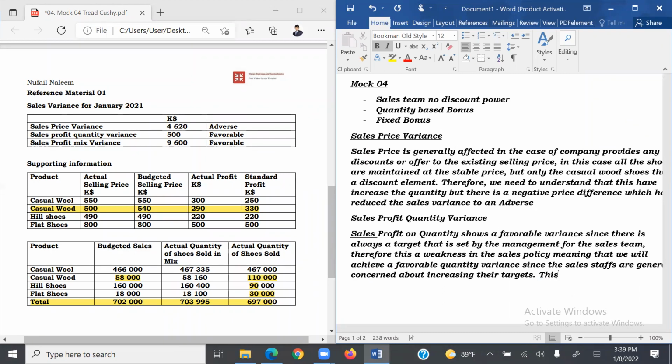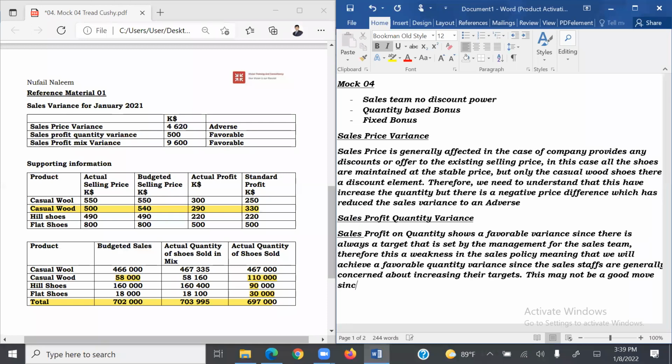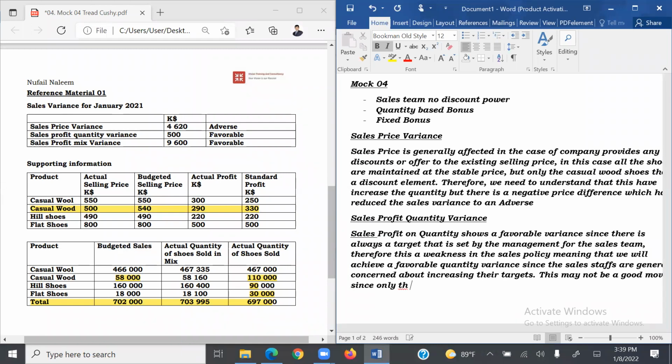This may not be a good move, since only the lower price range products will be sold. Students, are you understanding that point of view clearly? That means they will only sell the lower price range product.